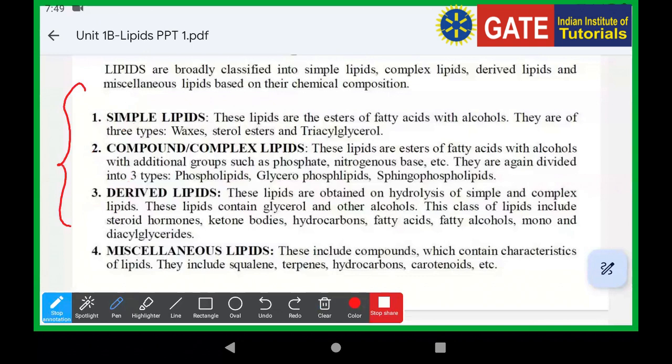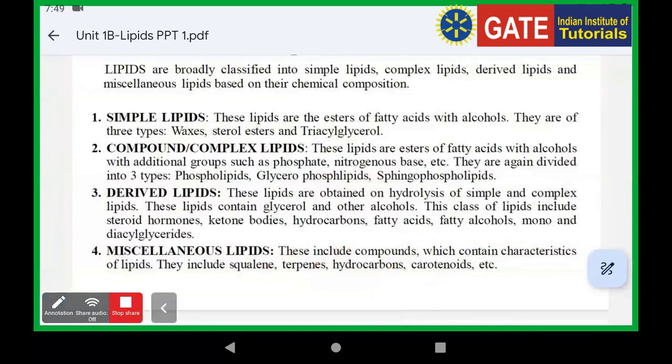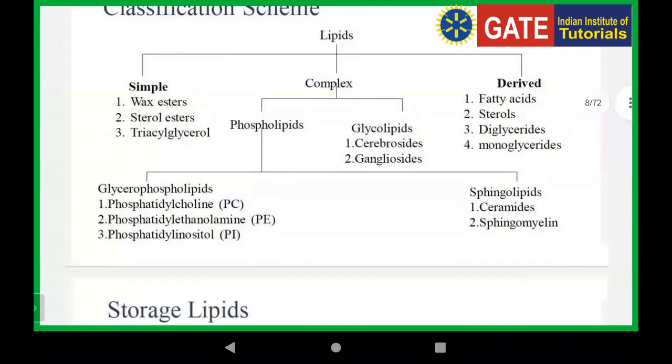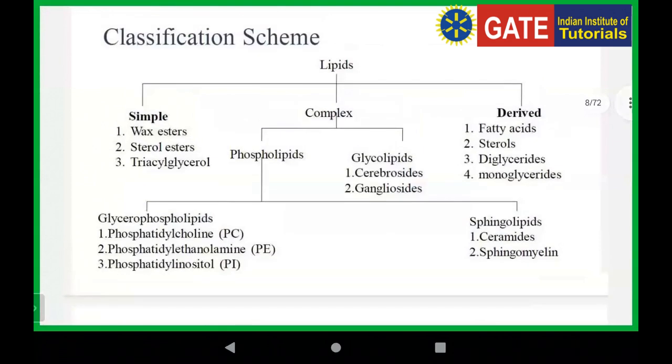Next, some other miscellaneous lipids are there, meaning these compounds contain characteristics of lipids. Examples: terpenes, hydrocarbons, carotenoids, squalene, etc. These are lipid-characteristic compounds. That's why these are called miscellaneous lipids. Look at this classification scheme: simple lipids, compound lipids, and derived lipids. Follow this slide.